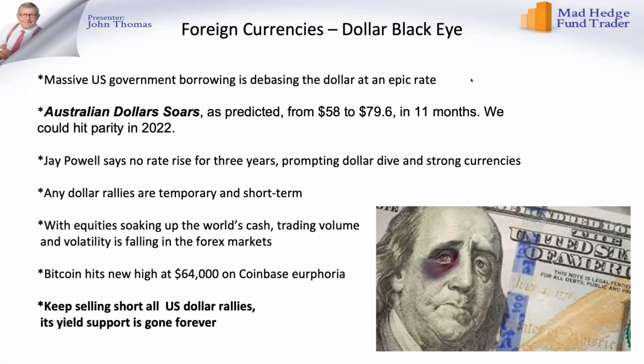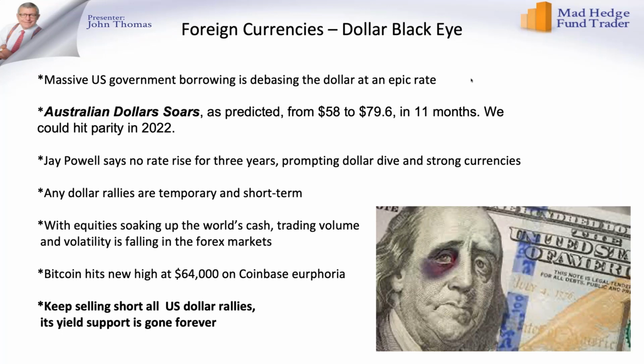Foreign currencies, expect the dollar to keep getting black eyes. Massive U.S. government borrowing is debasing the dollar at an epic rate. Australian dollar has sold from 58 to 79 in 11 months. We could hit parity by 2022. That's 1-to-1 on the US dollar and the Australian dollar. Jay Powell says no rate rise for 3 years, prompting a dollar dive and strong foreign currencies.